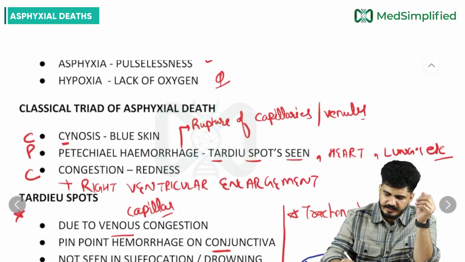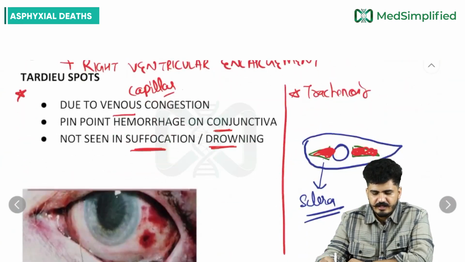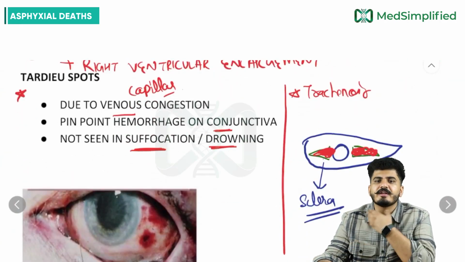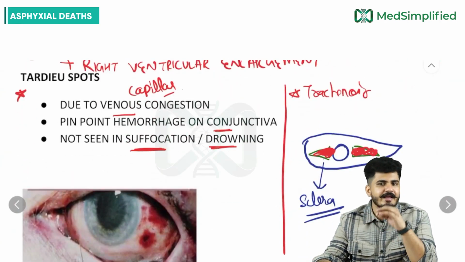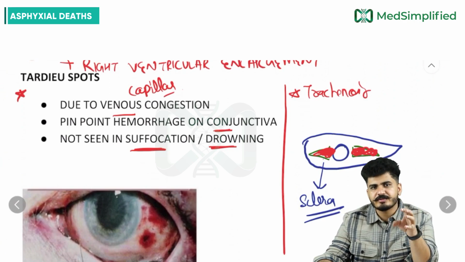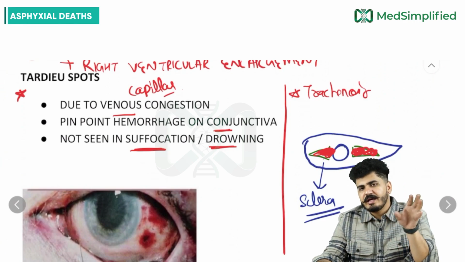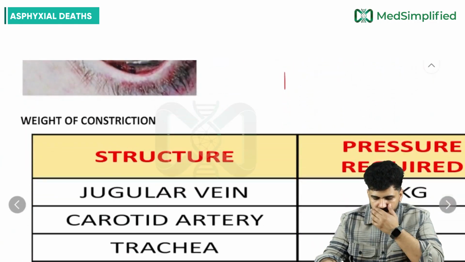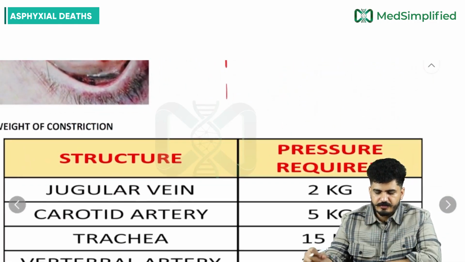whenever there is an asphyxial death, my dear friends, you are going to see the Tardieu spot. Whenever compression of the neck is there, hanging case is there, sir, and all those things, you will see the Tardieu spot, and that too seen on the conjunctiva. Now, sir, done. Now, sir, there is a weight of constriction you need to remember right here.